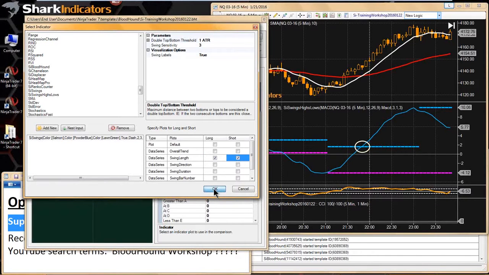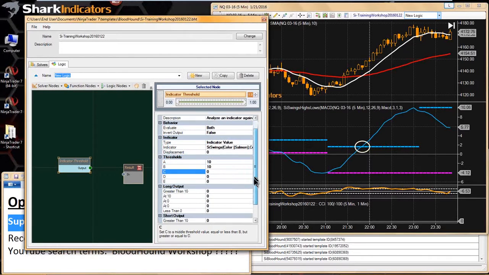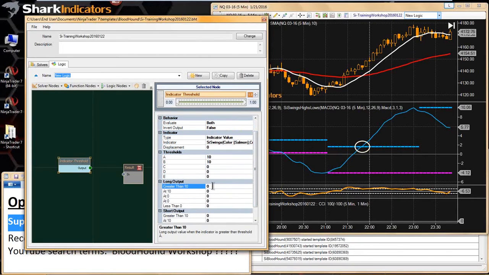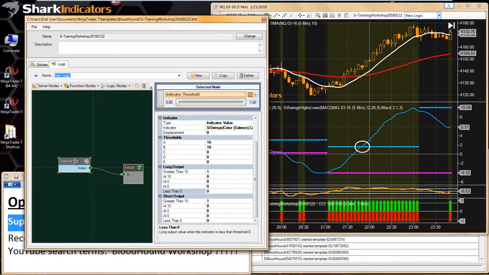So let's do a little demo. So let's say we want to find swings that are longer than 10 bars. Yeah, longer than 10 bars. So I'm going to put 10 in here twice just to get rid of the fuzzy logic part. And so I don't think it's going to tell me if it's an upswing or a downswing. So let's connect this up here, sorry.